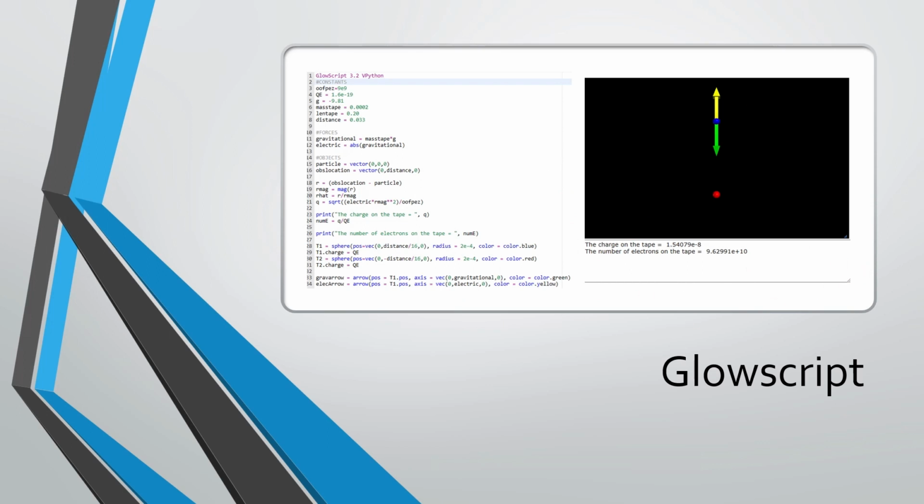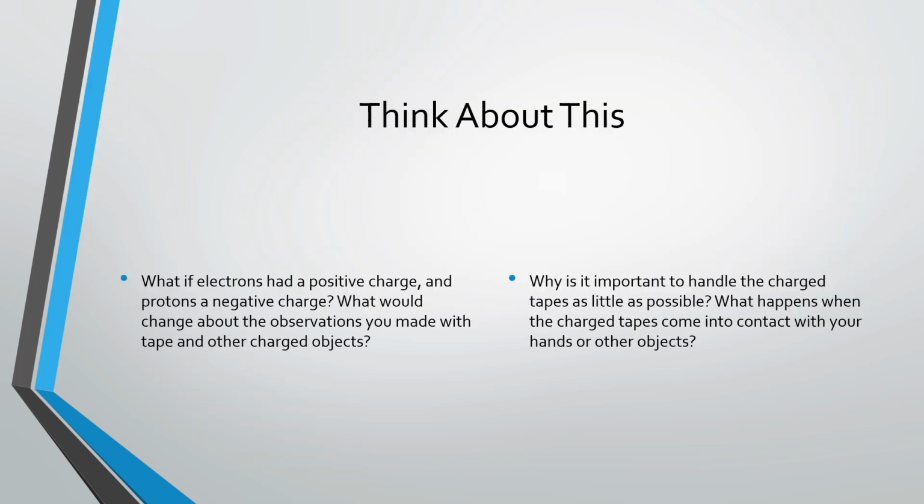So now we want to think: what if electrons had a positive charge and protons had a negative charge? Really this wouldn't change any of the observations we made, essentially because the model of the system is still the same, it's just flipped. So now the protons will act as electrons and the electrons will act as protons.